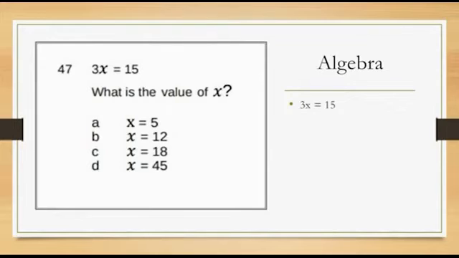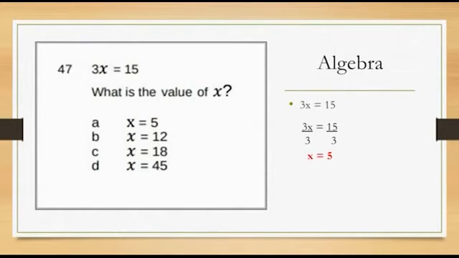3x is equal to 15. What operation is happening to x? X is being multiplied by 3. The opposite of multiplication is division. So we're going to undo that multiplication by dividing 3x by 3. However, when you're doing anything with an equation, you must create a balance. So if I divide by 3 on my left-hand side, I must also divide by 3 on my right-hand side to make sure that I have a balanced equation.